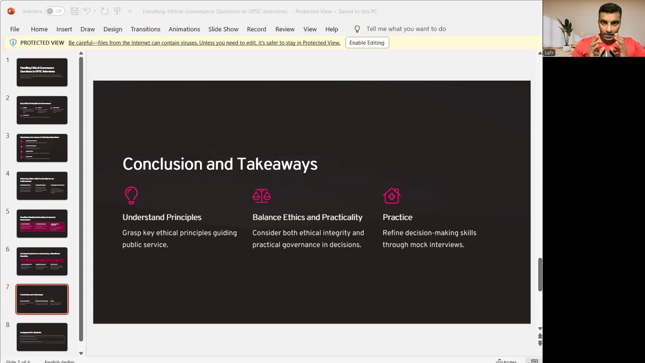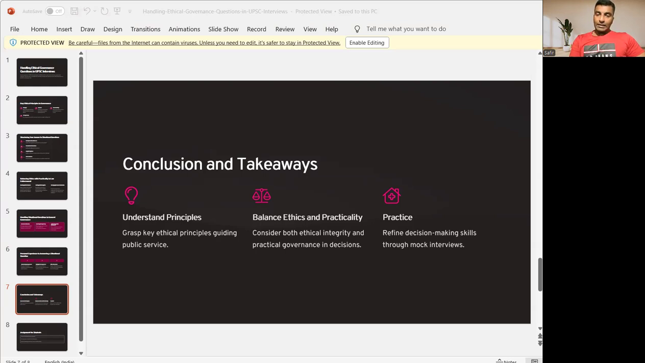Okay, and use a structured approach to analyze the situation. You remember the approach. So you need to identify the issue, bring in the stakeholders, weigh the options, take a balanced decision, etc. And always remember to balance the ethical consideration with a practical solution. And always think about the broader impact of your decision. Now you need to practice answering situational questions from here onwards in mock interviews and one-to-one sessions. We will be discussing that. And that's how you will be mastering this area.